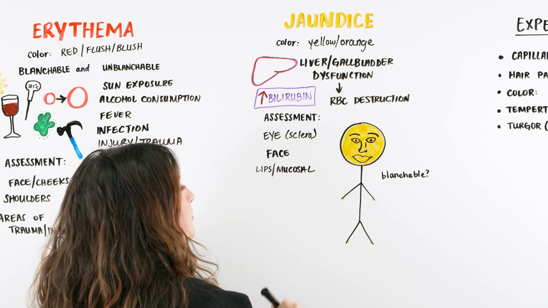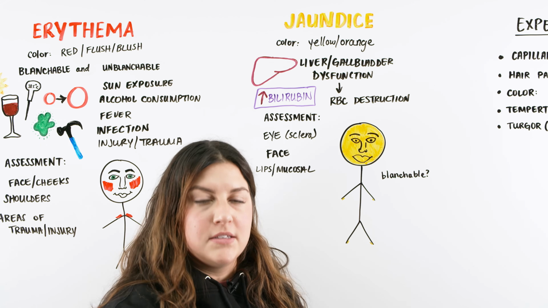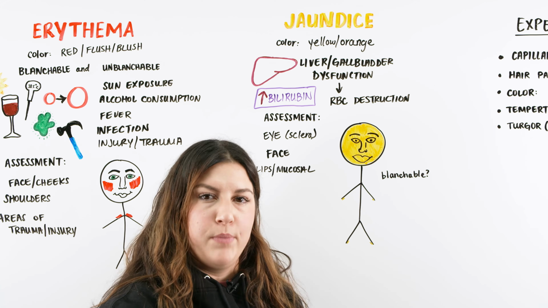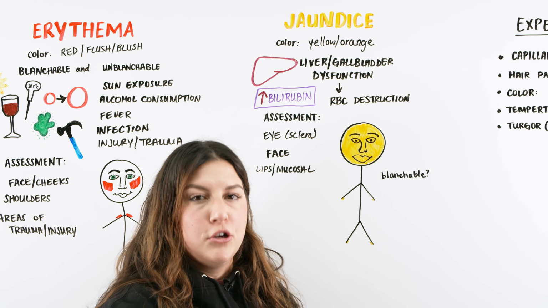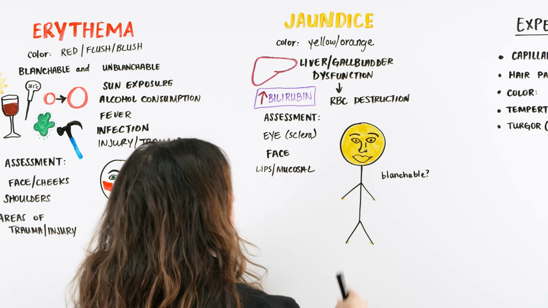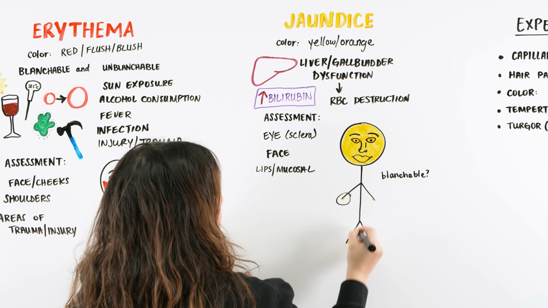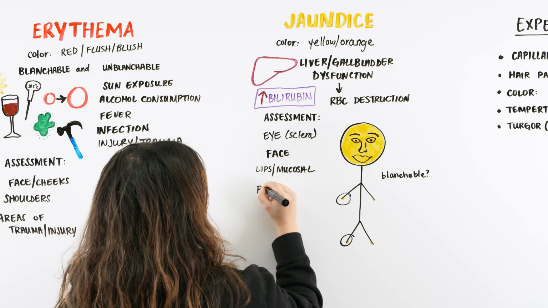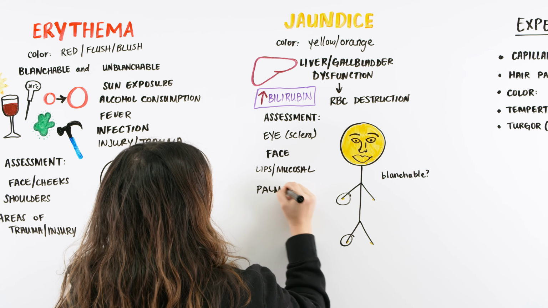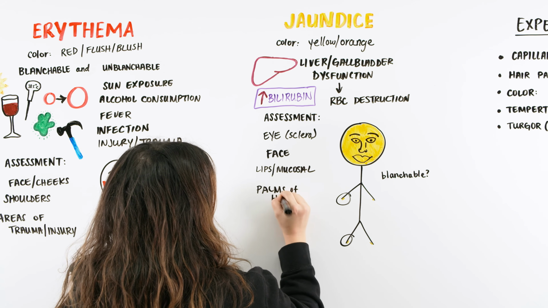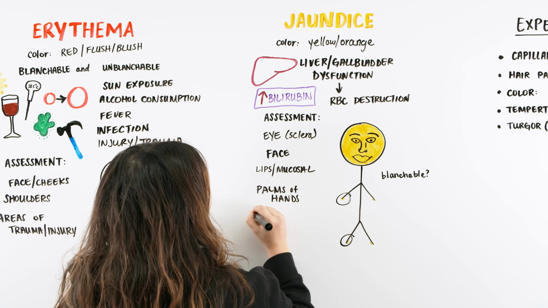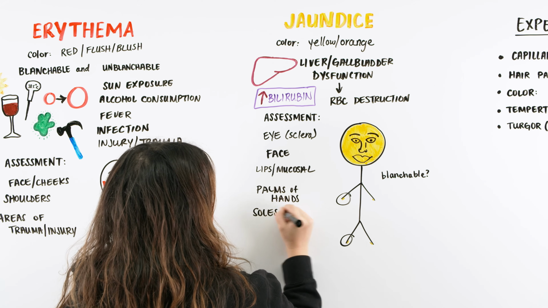But if we have somebody who is a darker skin tone, it's sometimes harder to identify if the patient is having some type of jaundice or yellowing to the skin. So one of the things that we can do is look at the palms of the hands and the soles of the feet.